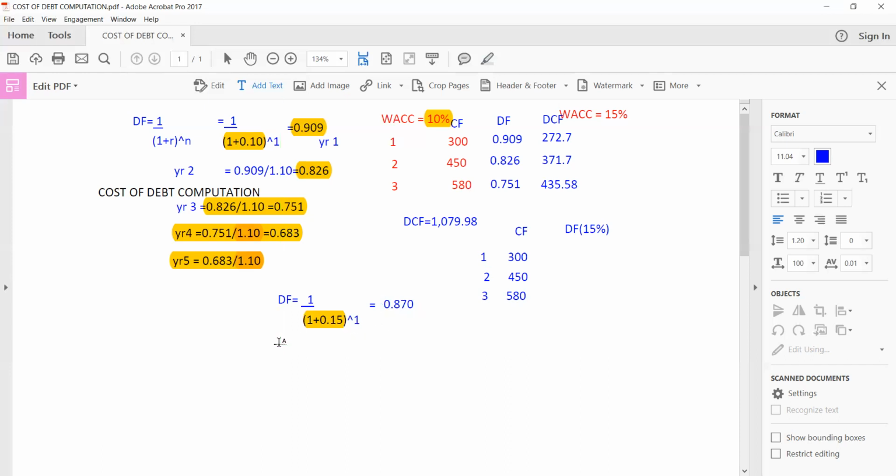Then how do I get the discount factor of year 2? DF2 for year 2 is going to be the discount factor of year 1, which I got to be 0.870, divided by 1.15. I think by now you should pick up this skill. How do you get that 1.15? It was the addition of 1 plus 0.15. If I divide it, I'm getting 0.756. Then I move on to the discount factor of year 3, so I take 0.756 and divide by 1.15.